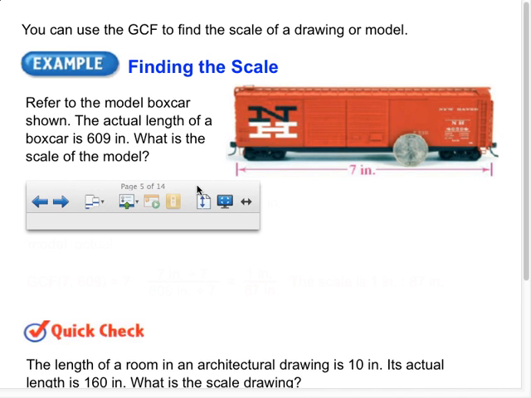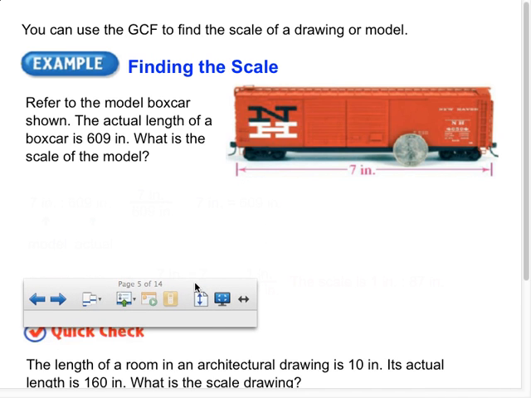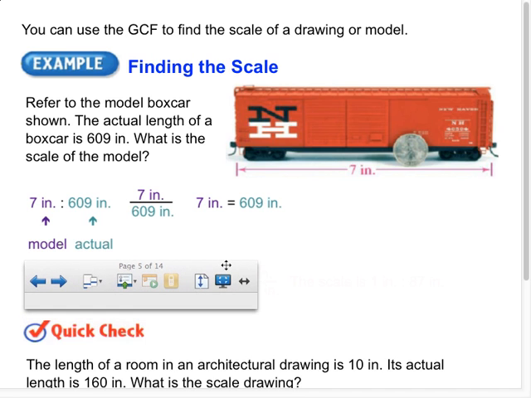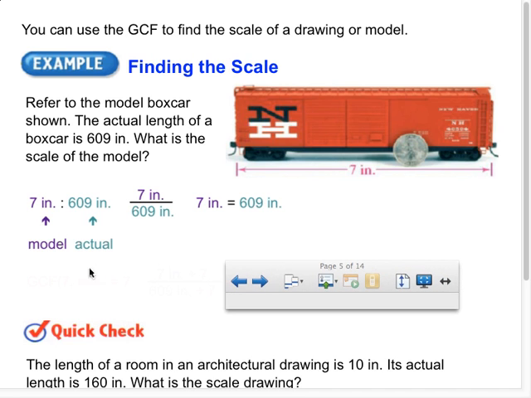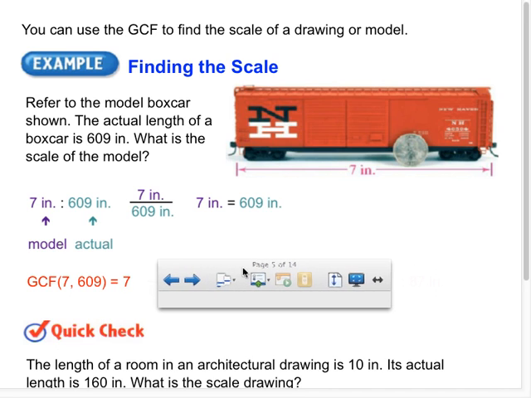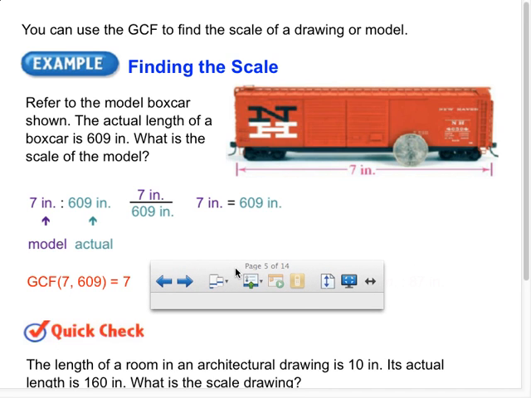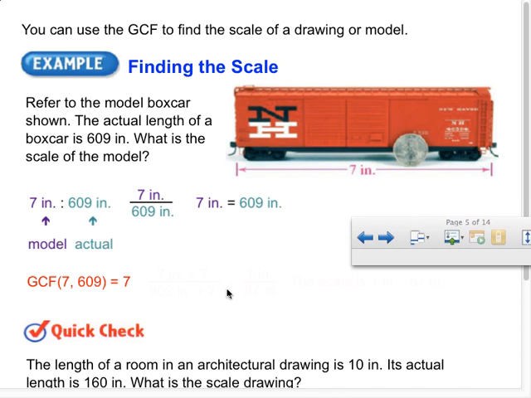So this is a pretty easy example. I'm going to walk you through it. That's my scale, right? But they want you to simplify it if possible, just like you would a fraction. Do you guys understand? So I'm just going to speed up things a little bit. The greatest common factor of 7 and 609 is 7. So that means it's going to be 1 to whatever 7 is divided into 609.